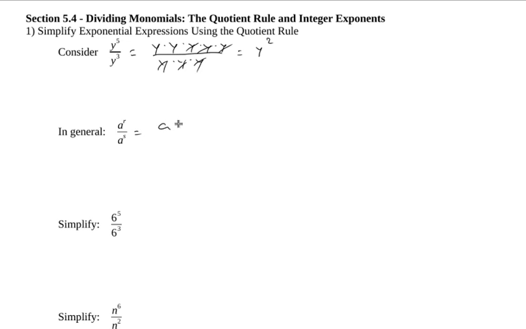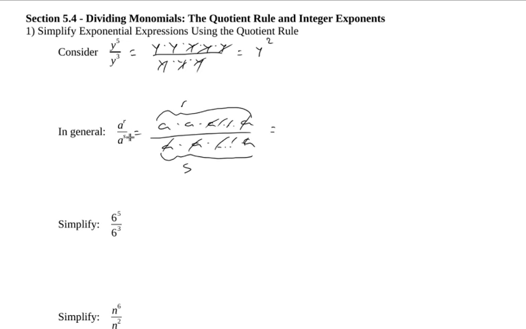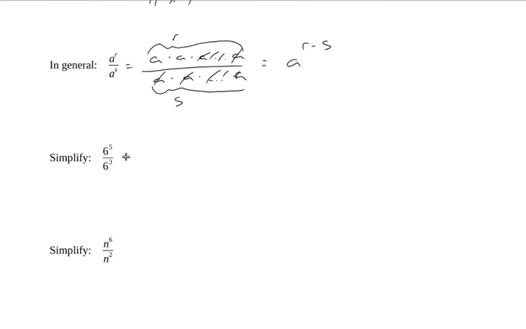In general, if we had a times a times a, a bunch of a's up top, there's r of them up here, and a bunch of a's down below, there's s of them down here, then if I was to cancel all of these out, let's assume for now that s is smaller than r. I would get rid of all the a's on the bottom, and I would start with r up top, canceling out s of them. I would be left with r minus s up top. And so that's what the first law of exponents is for this section.